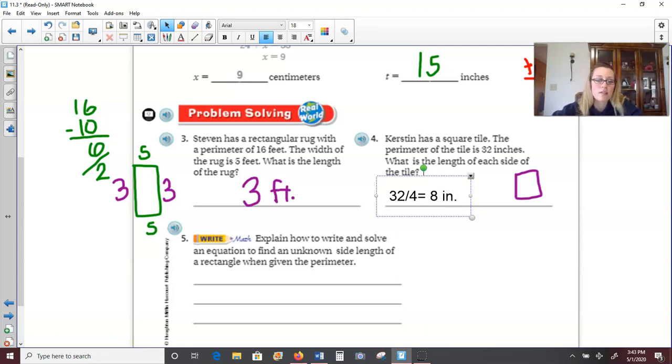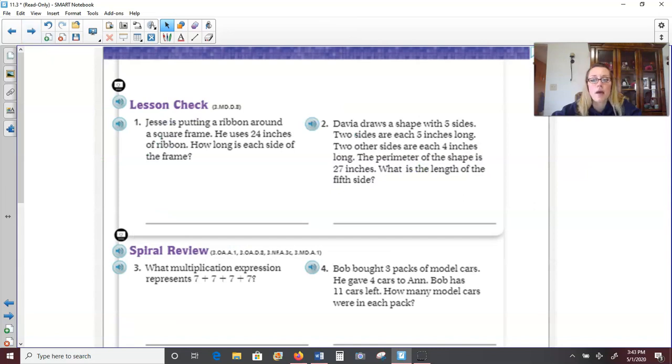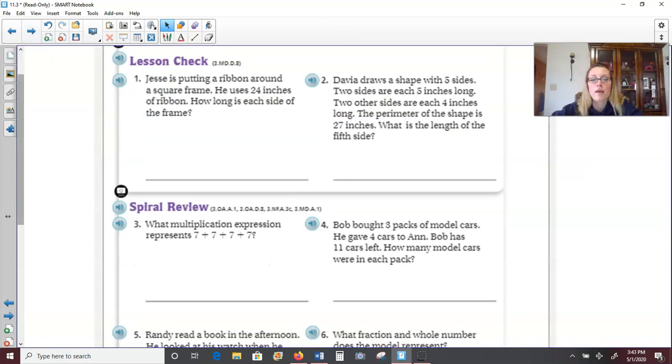Number 5, we've done a lot of explaining how to find the unknown side length of a rectangle. We just did that in number 3, so we're not going to write about it. Let's skip past that. On to the back. Lesson check number 1. Jesse is putting ribbon around a square frame.